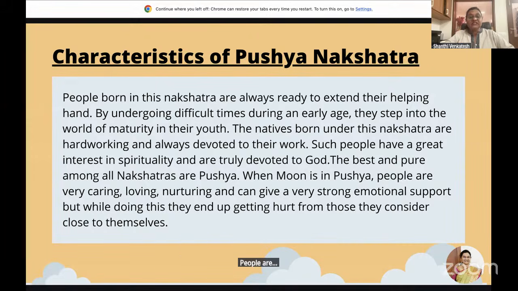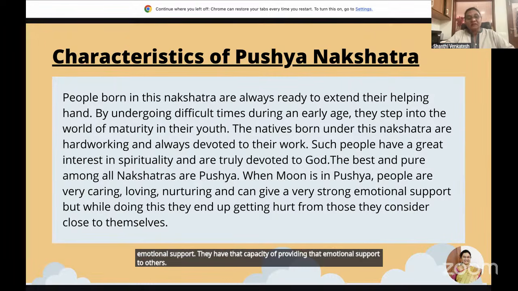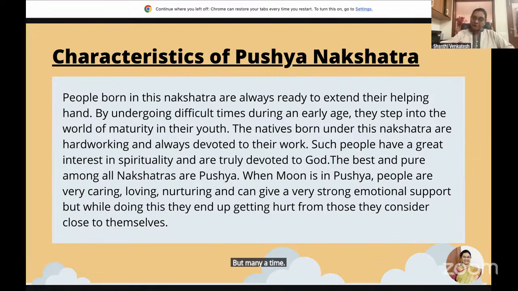People who are born in this nakshatra are very loving, caring, nurturing. They will provide a strong emotional support. See, for others, they can provide that emotional support. They have that capacity of providing that emotional support to others. But many a time in the process, they end up getting hurt from those they consider close to themselves. They might consider somebody very close to them, and they will only hurt them. That is kind of thing that happens.